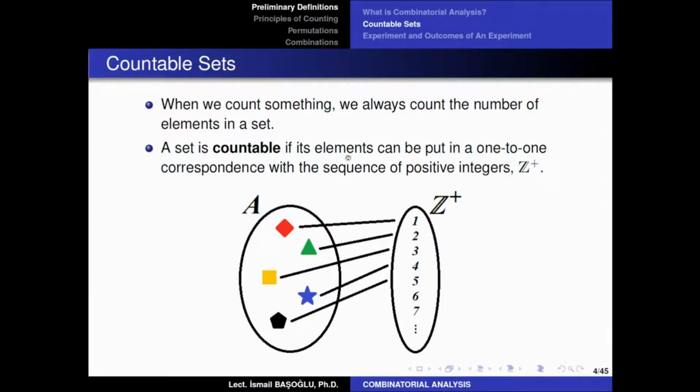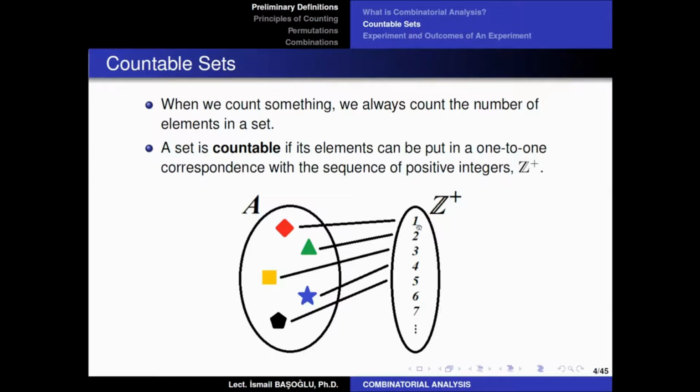A set is countable if its elements can be put in a one-to-one correspondence with the sequence of positive integers. So this Z plus represents the set of positive integers starting from 1, 2, 3, and it goes to infinity. We are using the elements of this set to tag each element in set A. So we say that this red diamond is labeled with 1, this green triangle is labeled with 2, this yellow square is labeled with 3, and so on and so forth.